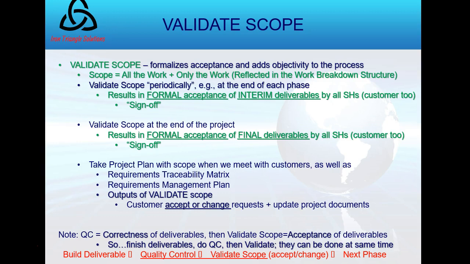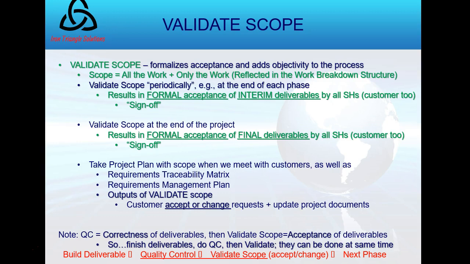We're going to validate it periodically, so at the end of each phase in my life cycle, before I start a new IPEC for a new phase, I would validate the scope with the customer. Okay? In that case, I would call it formal acceptance of interim deliverables, as opposed to the end of the project when I call it formal acceptance of final deliverables. It's just a slight nuance, slight difference there.